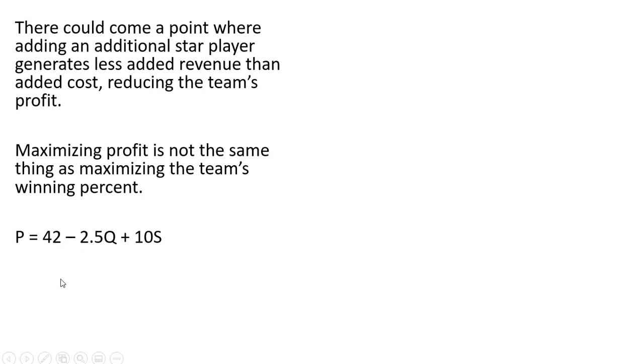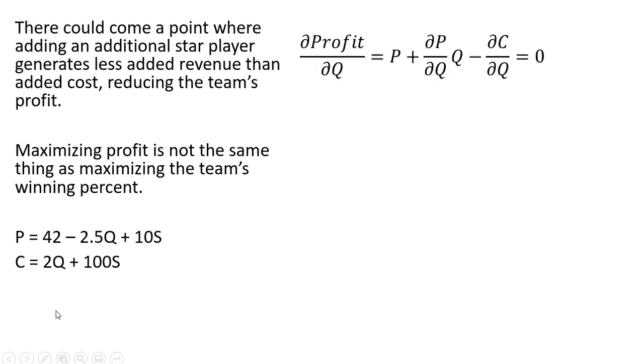All right, let's do a numerical problem. So here is the team's inverse market demand as a function of the quantity of tickets sold and the number of star players on the team. And here is the firm's cost equation. So again, our first order condition, partial derivative of the profit function with respect to output, we showed the following. So we can just substitute in our results into this equation.